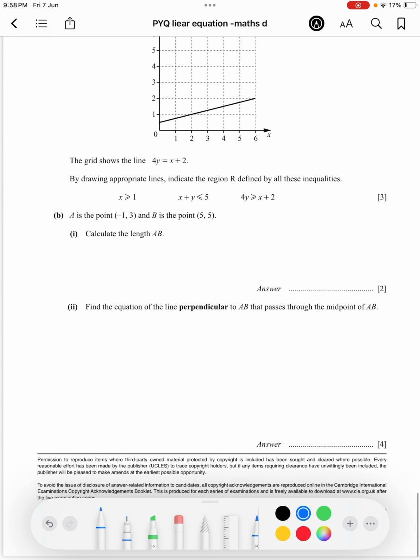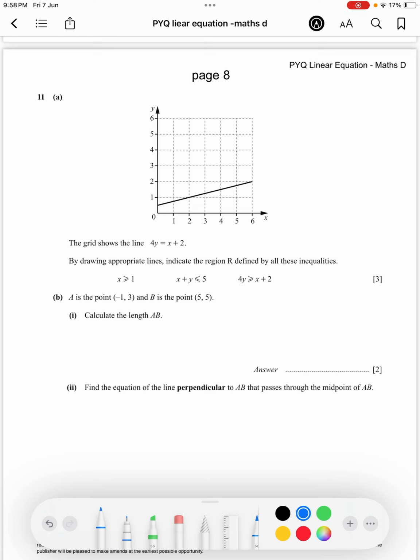Just skip it. By drawing appropriate lines, that means this one we draw x equals 1, this one we draw y equals minus x plus 5, and this one we're drawing 1 over 4 x plus 1 over 2. So x equals 1 would be a straight line cutting the x-axis at 1. y equals minus x plus 5 means I start with 5 and go down.